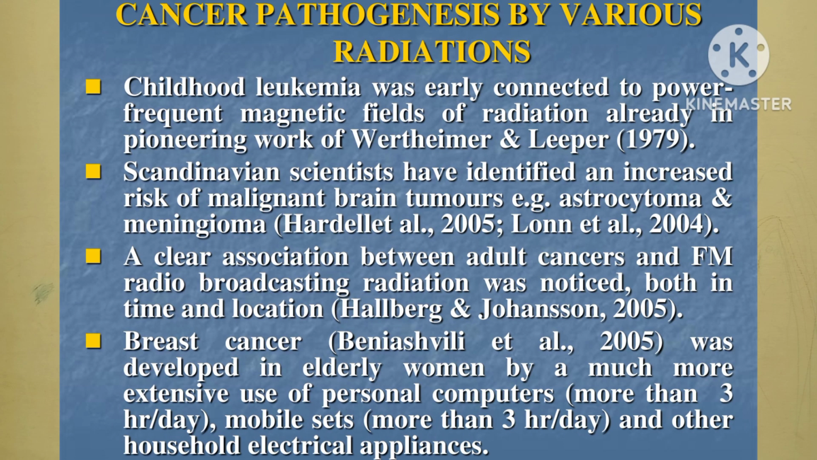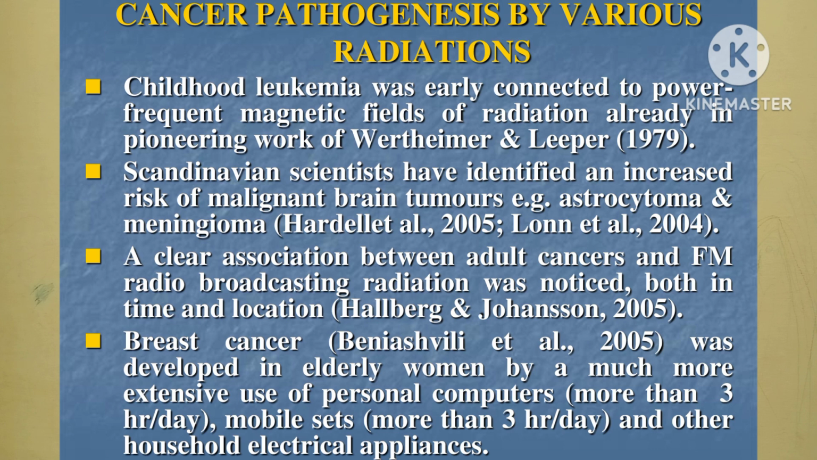Cancer pathogenesis by various radiations. Childhood leukemia was early connected to power frequent magnetic fields of radiation already in the pioneering work of Wertheimer and Leeper 1979. Scandinavian scientists have identified an increased risk of malignant brain tumors, for example, astrocytoma and meningioma. Hardell et al. 2005, Lonn et al. 2004.